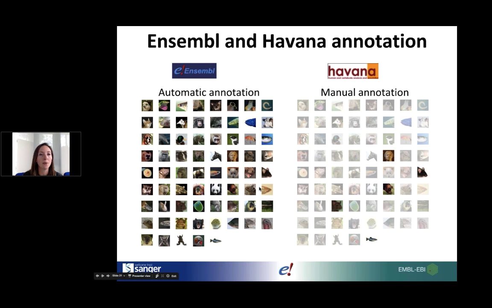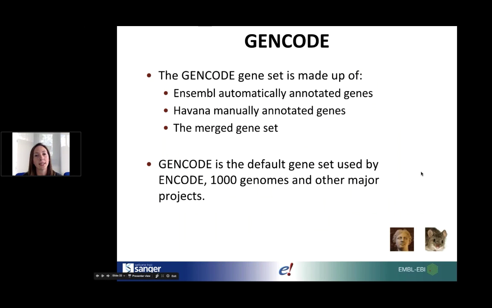Ensembl has automatic annotation for all of the species that we have in Ensembl, and where Havana have done any annotation, we pull that over too. And in the case of human and mouse, this is the Gencode gene set. Gencode is the merged gene set of the Ensembl annotated genes and the Havana manually annotated genes. And this is the default gene set used by lots of big projects.